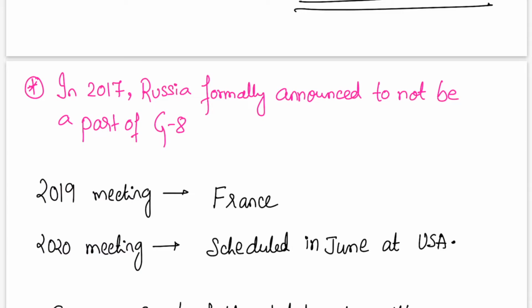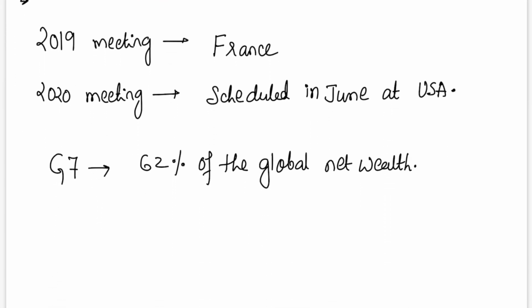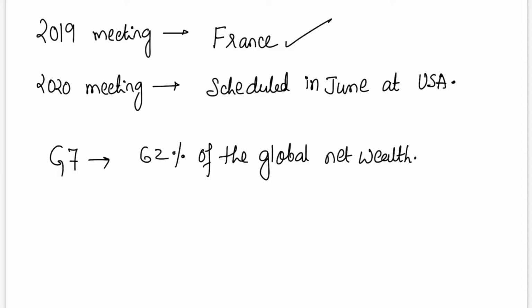And we know that Russia announced it would not be part of the G8 in 2017, but it was removed by the group itself in 2014. The last meeting, in 2019, was held in France, and the 2020 meeting has been scheduled for June in the USA. But as we are recording this lecture in April 2020, we are not sure whether this meeting will happen because of the coronavirus crisis around the world. So let's hope for the best.